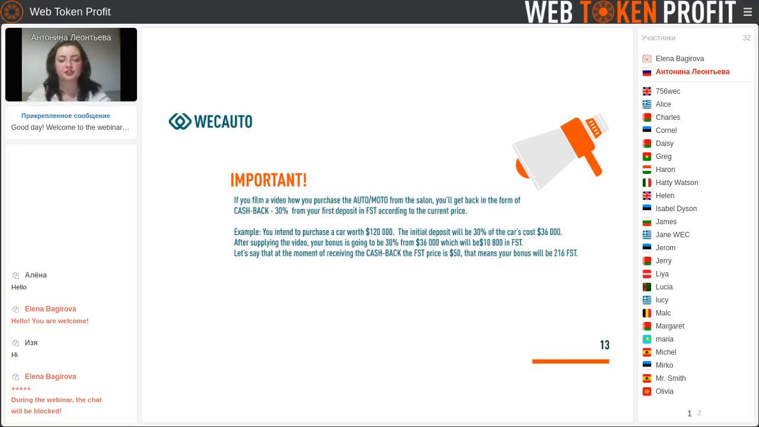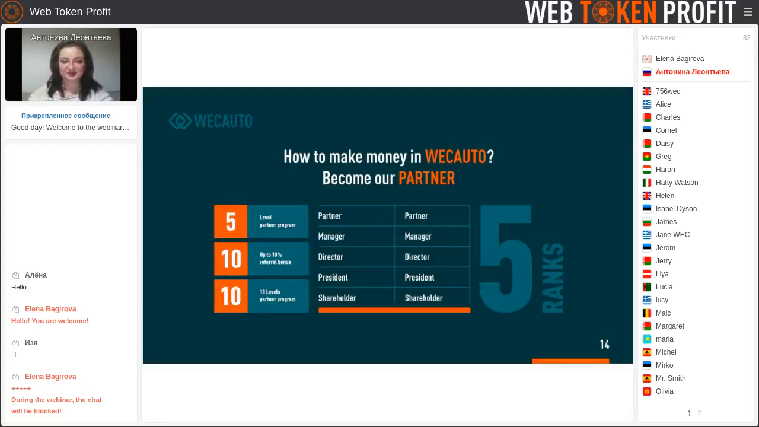It's really cool information. Once again, you can make a new deposit, maybe reinvest it, or you can sell it. When you have these Fasters, you have many opportunities where you can use them and have more income from them. Okay, clear. Next, once again we speak about how to make money in this project.